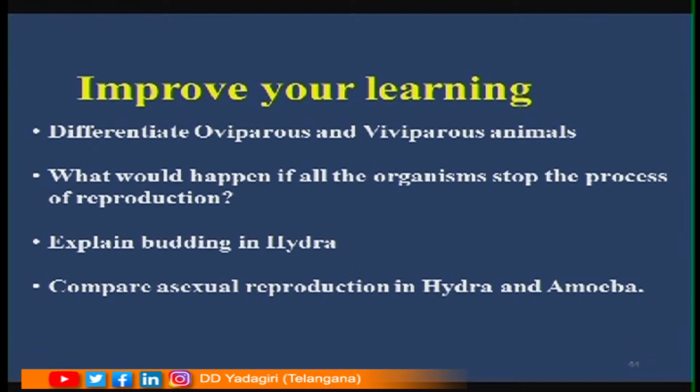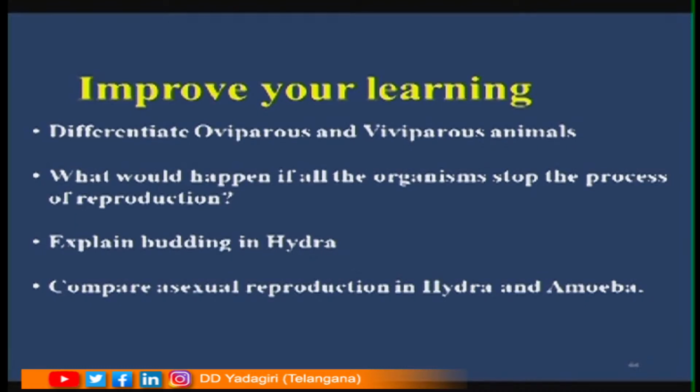Next one. Explain the budding in hydra. How the process of budding takes place in hydra. With the help of a neat labelled diagram, you can explain it. Next, compare asexual reproduction in hydra and amoeba. In hydra, how does the asexual reproduction take place? By a process called budding. In amoeba, how does asexual reproduction take place? By a process called binary fission. So what are the differences? You can write down here.